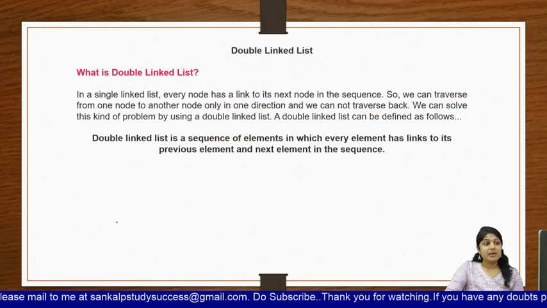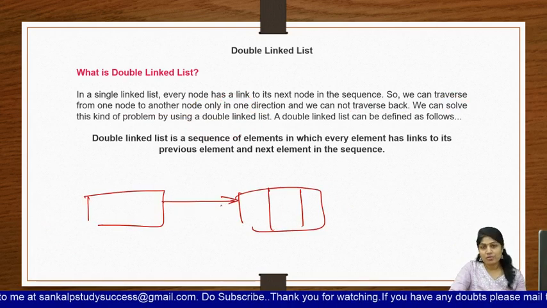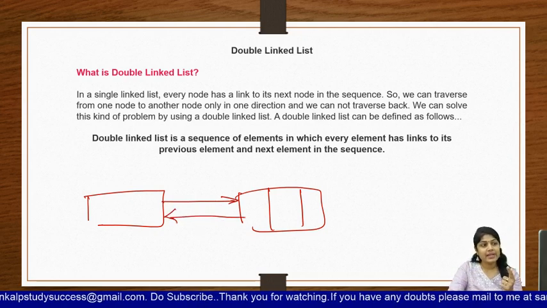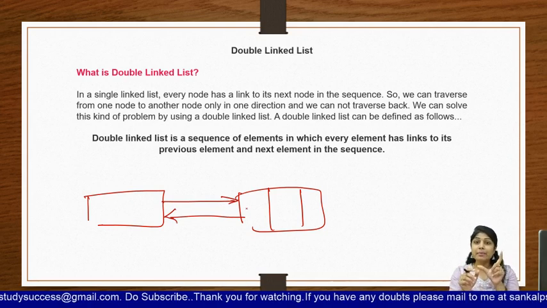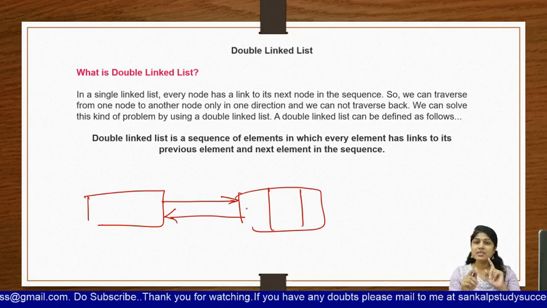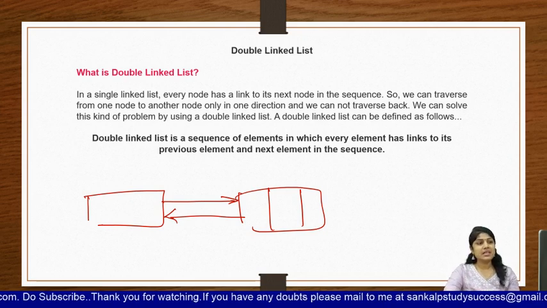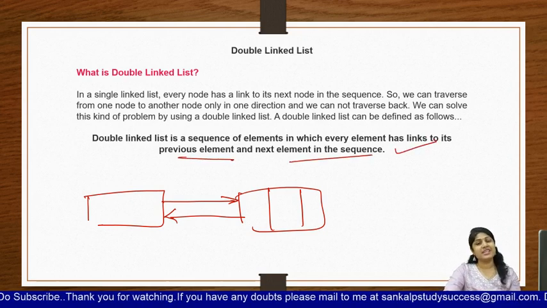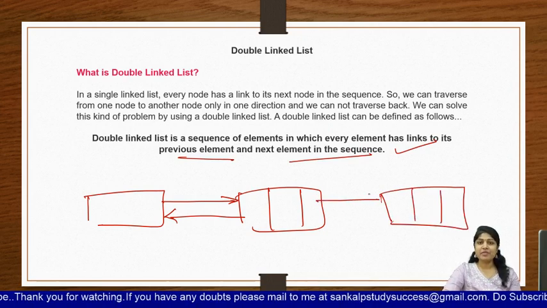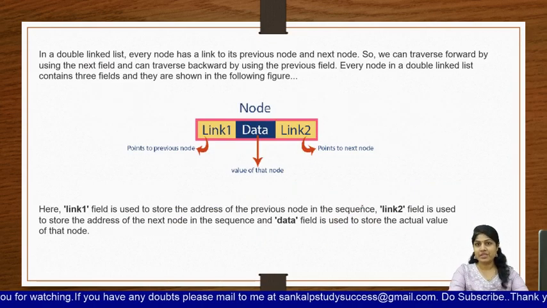That means from the first node to the second node there is a direction, and from the second node to the first node I also have a direction. That is why it is called a double linked list. Double linked list means two direction arrow marks are there. Single linked list means one direction arrow mark is there. A double linked list is a sequence of elements where every element has links to its previous element and the next element in the sequence. So I have one more element here, with a connection from here to here and also a connection from here to here. This is the basic definition and basic use of the double linked list.